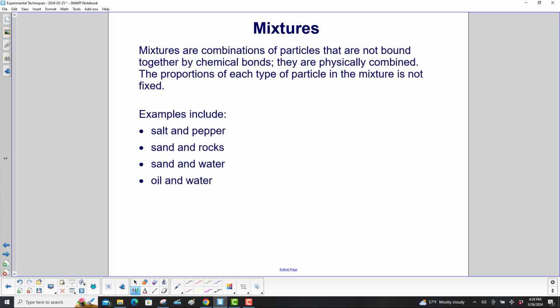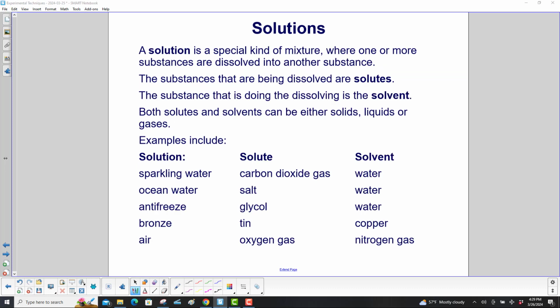Mixtures are combinations of particles that are not bound together by chemical bonds. They are physically combined. The proportions of each type of particle in a mixture is not fixed. Examples: salt and pepper. You could have a lot of salt and just a little bit of pepper, or a little bit of salt and a lot of pepper. It's still a mixture. Sand and rocks, sand and water, oil and water.